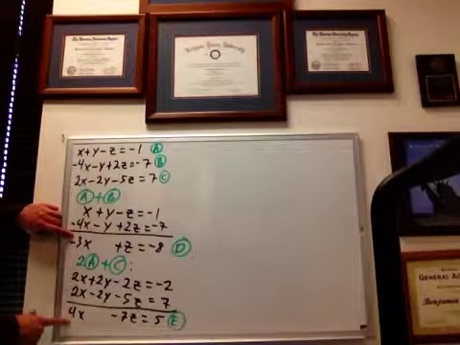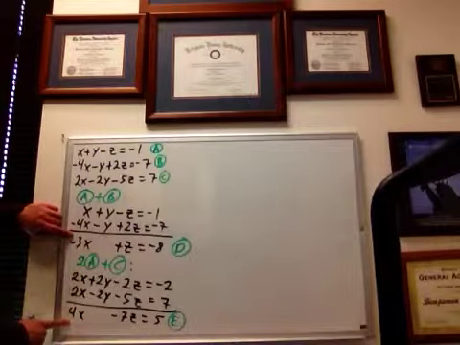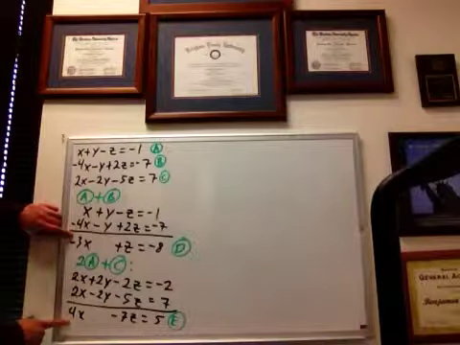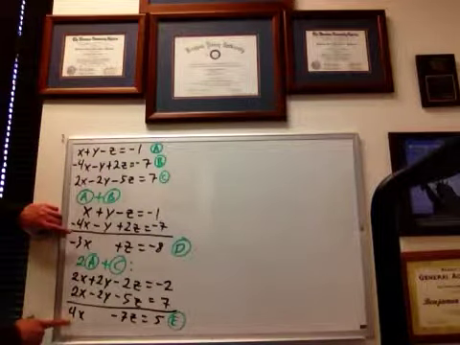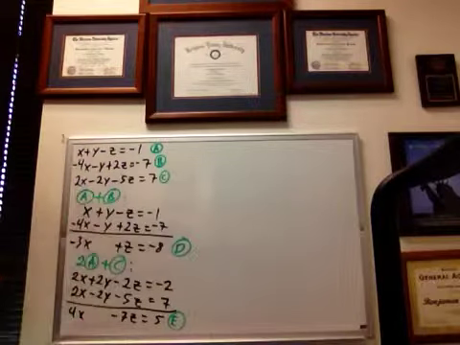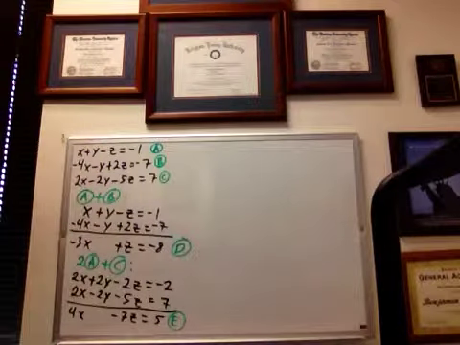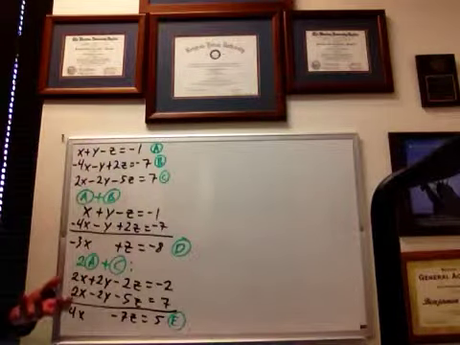Let's take a look at them and figure out which one of these is going to be the easiest one to get rid of in terms of variable, the x or the z. Hopefully it's obvious to you that z is going to be the one that needs to go.